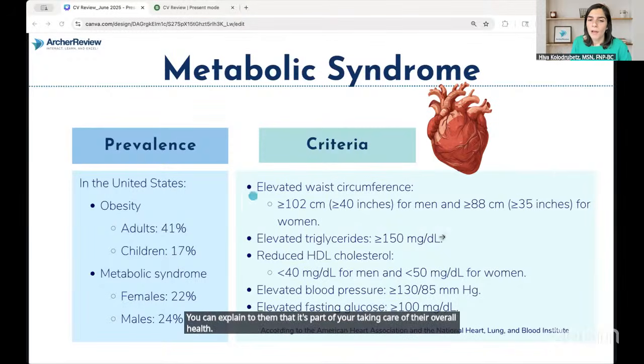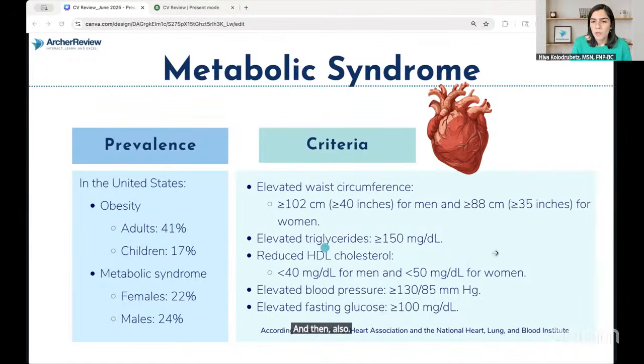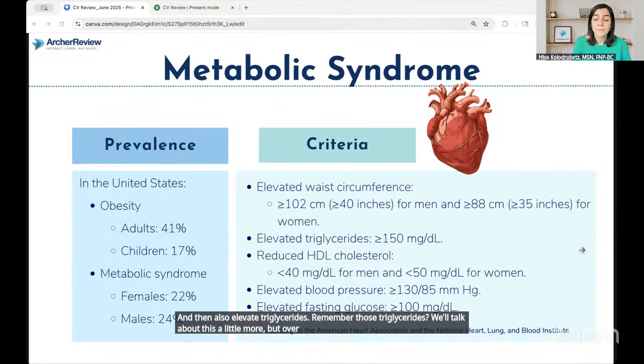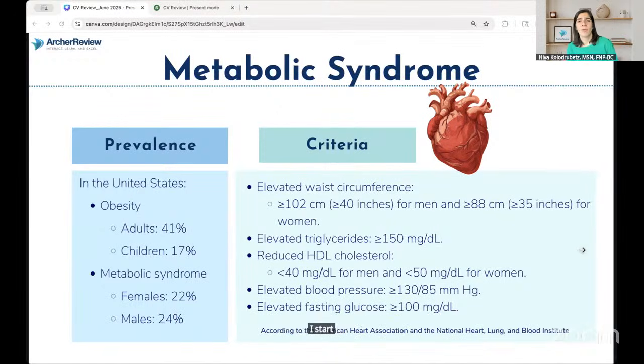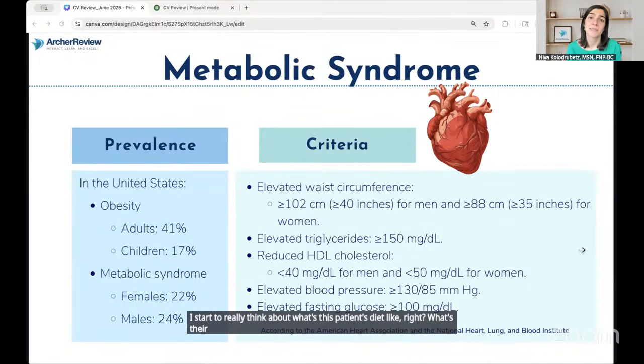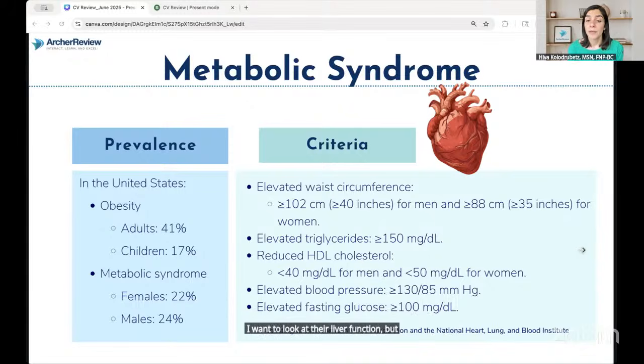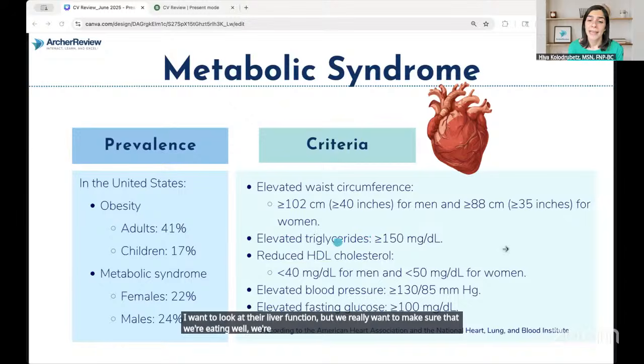And then also elevated triglycerides. Remember those triglycerides, we'll talk about this a little more, but over 150, I start to really think about what's this patient's diet like, right? What's their liver look like? Are we dealing with some fatty liver now? I want to look at their liver function, but we really want to make sure that we're eating well, we're exercising and getting those triglyceride levels down. And if we can't, we're going to use some pharmacology.